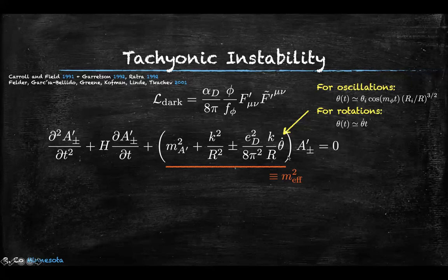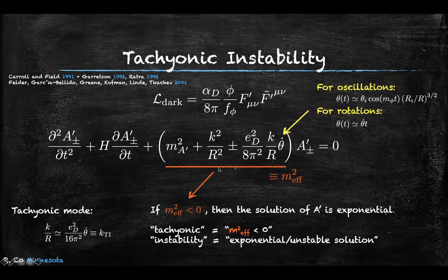And what is called tachyonic instability is the idea that if this quantity, if I call it the effective mass, if this effective mass is negative, then as you can see, this is a second order differential equation with a negative coefficient, then the solution of it is an exponential. In that case, the solution is an exponential growth. And that's why I call it tachyonic instability. Tachyonic means that the effective mass term is negative. Instability tells you that the solution is exponentially growing, which means that we're actually very efficiently transferring the energy density from the axion to the dark photon.